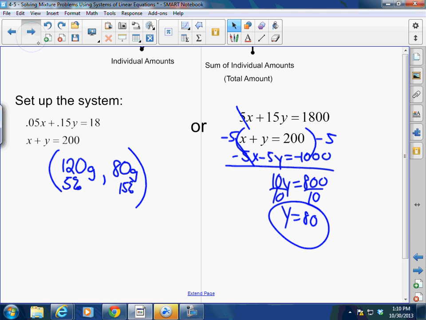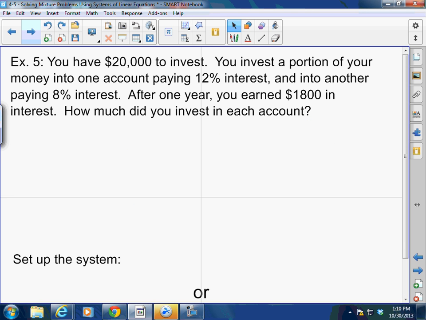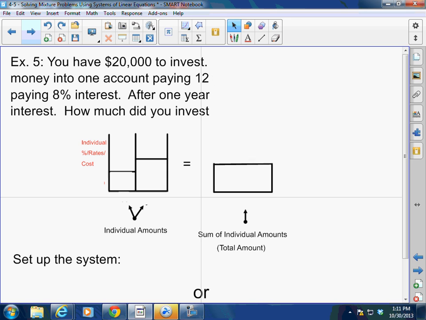Okay. Next. You have $20,000 to invest. You invest a portion of your money into one account paying 12% interest and into another account paying 8% interest. After 1 year, you earned $1,800 in interest. How much did you invest in each account? Okay, let's draw my beakers.